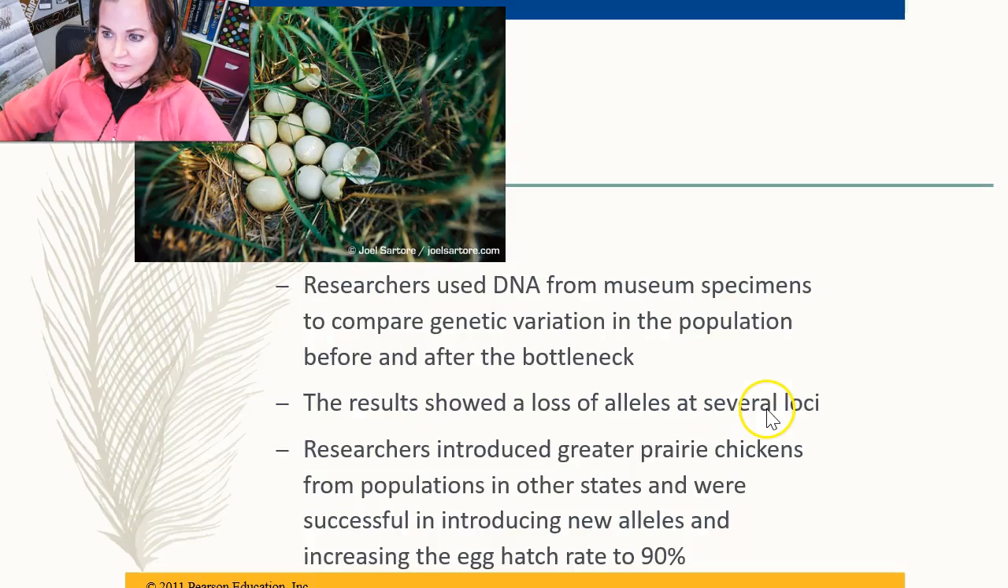I think what they ended up doing was bringing in chickens from Kansas to Illinois to add more variety to the gene pool to increase the hatch rate. They did that and were able to increase the hatch rate up to 90%. But that is considered a bottleneck event, because you're taking a big population and drastically reducing its size, and therefore reducing the genes found within that population.